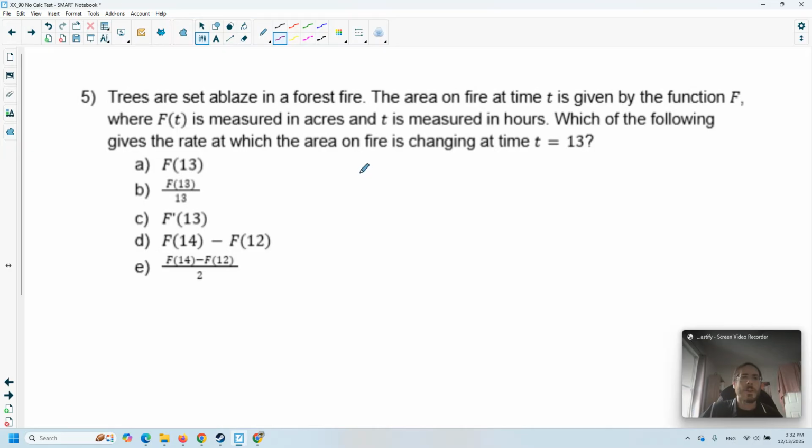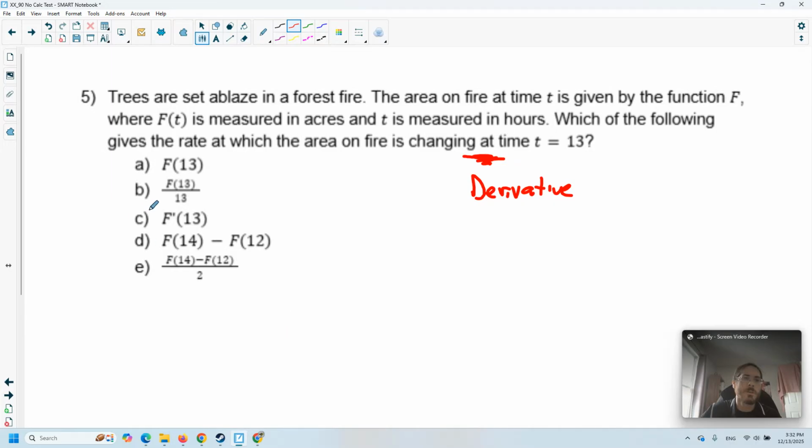All right, for 5, a tree is set ablaze in a forest fire. The area on fire at time t is given by the function f, where f of t is measured in acres and t is measured in hours. Which of the following gives the rate at which the area on fire is changing at time t equals 13? So that rate tells us we want to do a derivative.